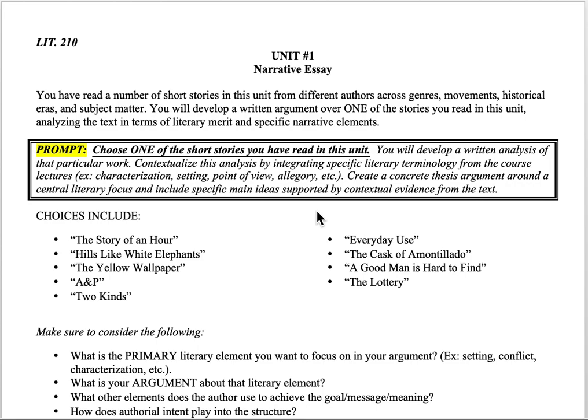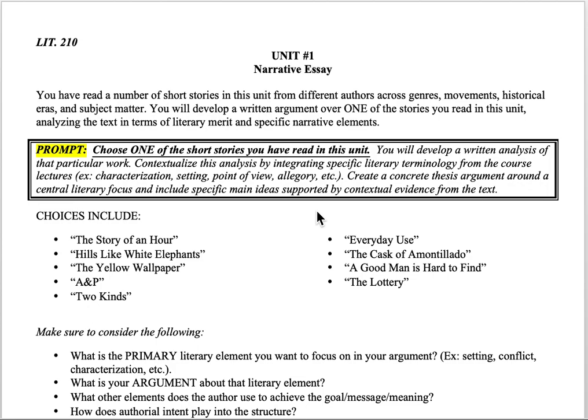And for this essay, you're going to develop a written argument over one of the stories that you read in this unit. So you're going to analyze that story in terms of literary merit and specific narrative elements. So the prompt here is very simple. Choose one of the stories that you read in this unit, develop a written analysis of that work, contextualize the analysis by integrating the specific literary terminology that you have learned from the course lectures. So for example, characterization, setting, point of view, allegory, myth, symbolism, etc.